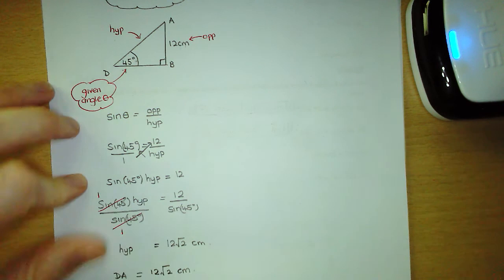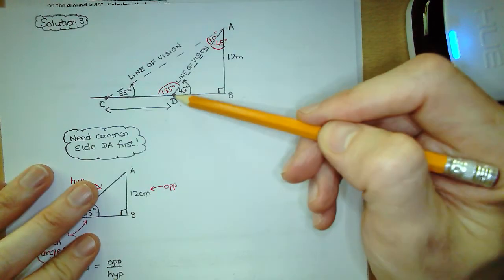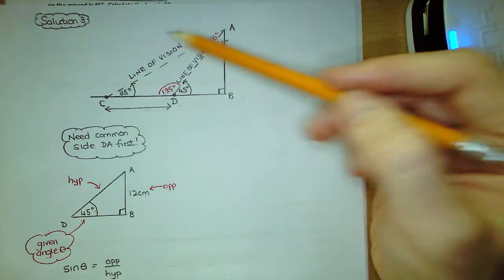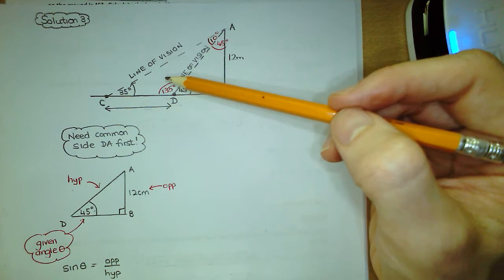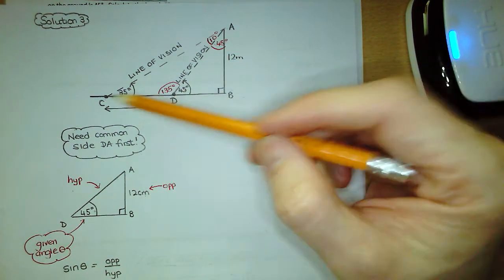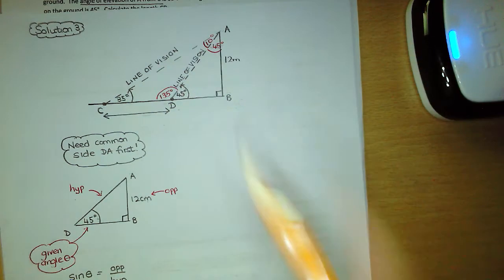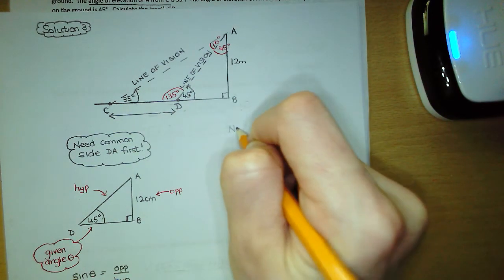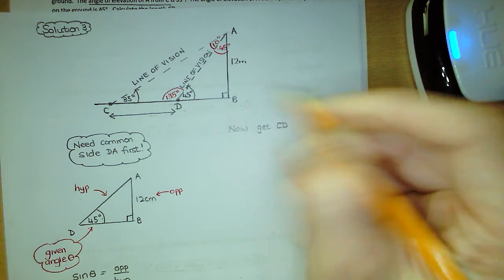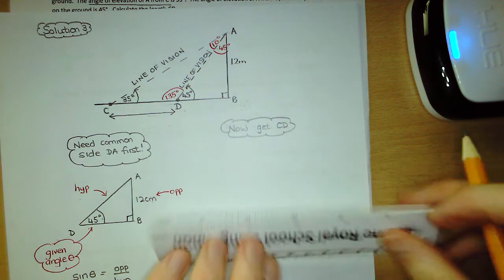So let's go back to the question. Remember, the question's asking us to work out CD. The reason we've worked out DA is because we need to know one of the three sides of the non-right angle triangle in order to use non-right angle trig. So now we can get CD using the non-right angle triangle. So we're now going to get CD. So we'll copy out the non-right angle triangle.